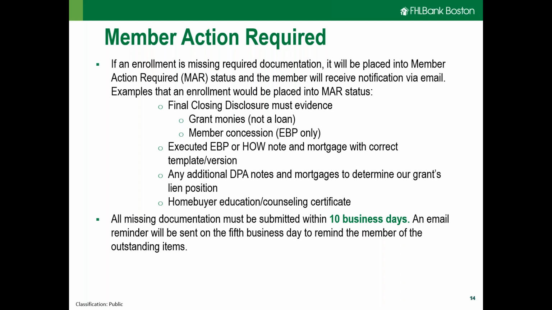So if for some reason at time of disbursement we release the file back to you, we call that member action required. You are the member of our organization. And if for some reason we are missing any documentation, we're going to send you an email. Some examples where we would put this in MAR would be if the final closing disclosure does not evidence the appropriate grant amount. Like I said, please don't list it as a loan. If we're missing a member concession for EDP, maybe you said you were going to give a lender credit of $200 and it's not there.